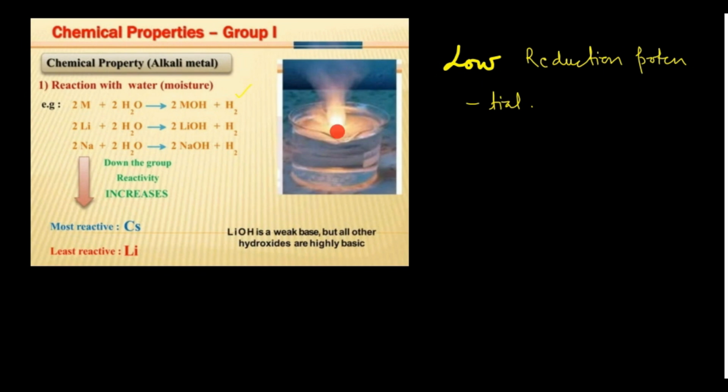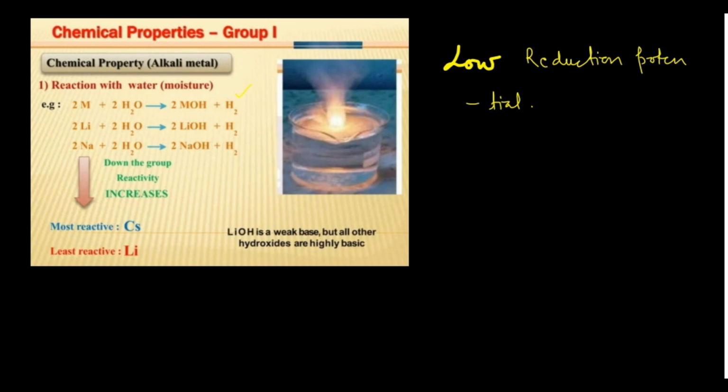All alkali metals are more reactive than hydrogen. Thus they are easily and readily oxidized by water. The reaction with water is so exothermic that the heat generated often ignites the hydrogen gas which is produced, which I have shown in this particular picture. So the vigorous nature of the reaction with water for these alkali metals increases from lithium to cesium.